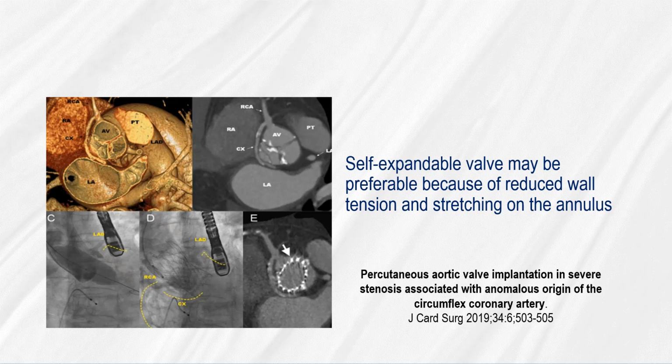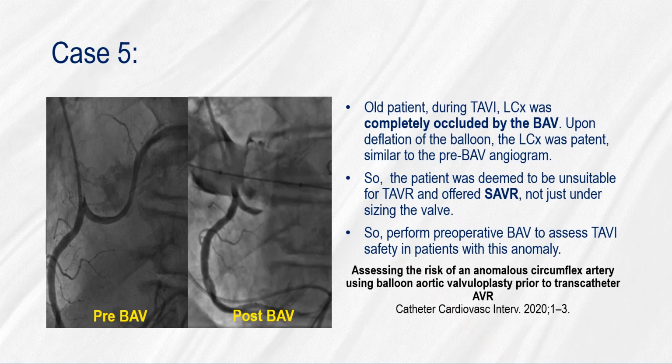Self-expandable valve may be preferable because of reduced wall tension and stretching on the annulus. Balloon pre-dilatation followed by complete occlusion of the CX may change the plan to surgical aortic valve replacement, as in this old patient.